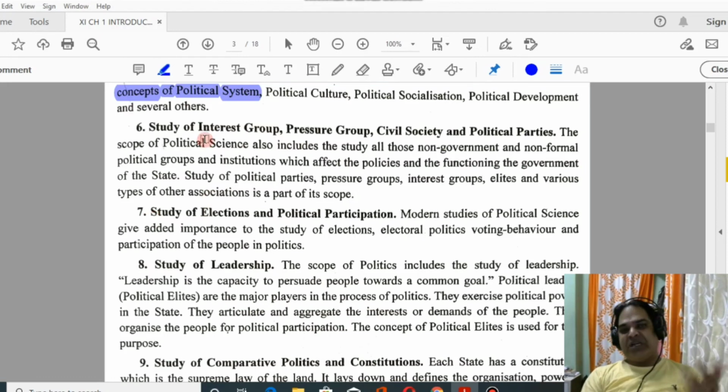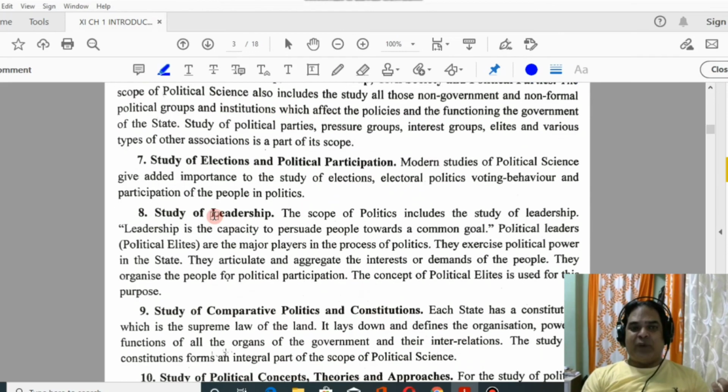Now you can see the study of interest groups, pressure groups, civil societies, political parties. All these are to be studied under one umbrella, that is political science. The scope of political science also includes the study of all those non-government, non-formal political groups and institutions which affect the policies and the functioning of the government of the state.